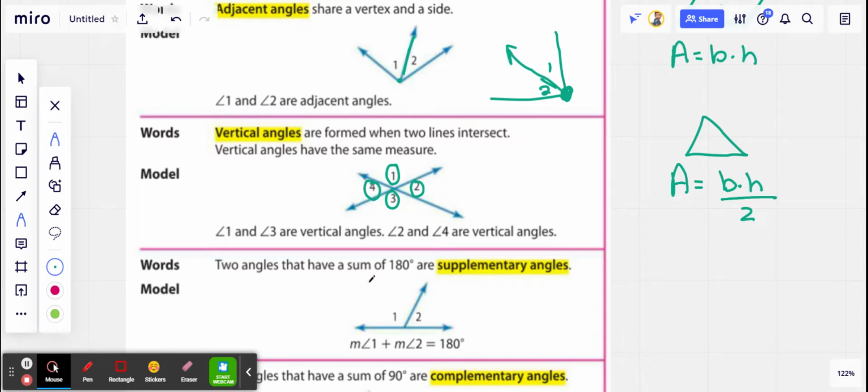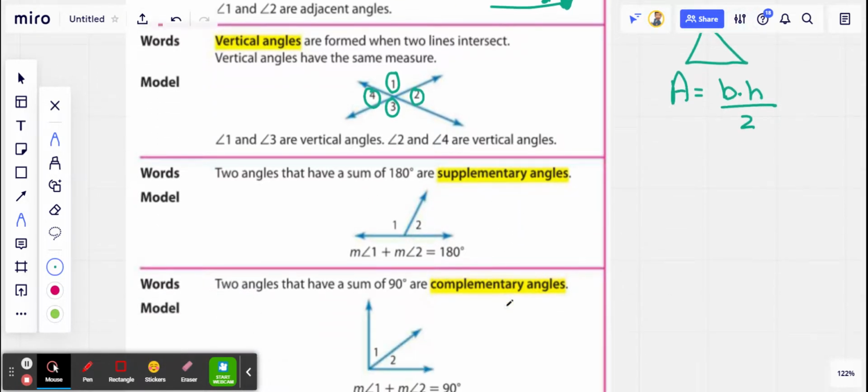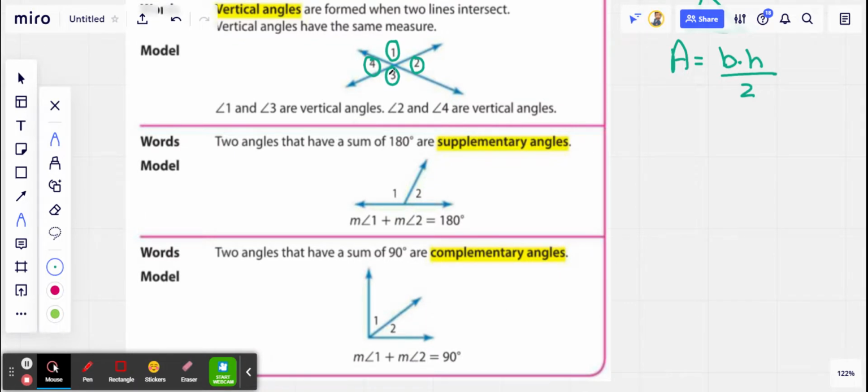Next is supplementary. This one's not bad, because 2 angles that have a sum of 180 are supplementary. This means the measure of angle 1 plus the measure of angle 2 equals 180. If we add both of these angles up, they equal 180, and that's what makes them supplementary.